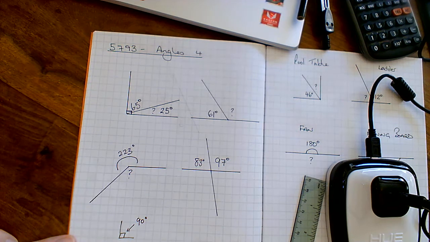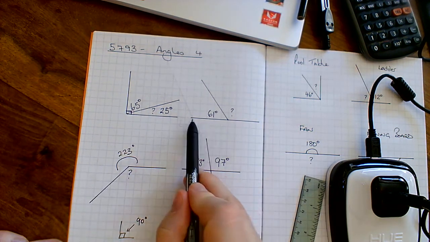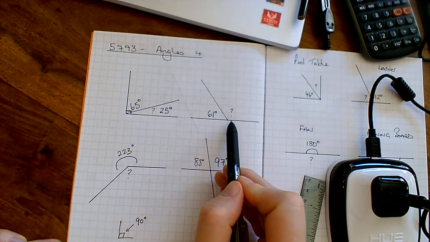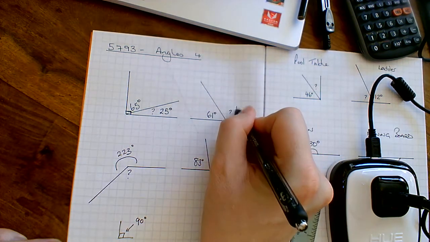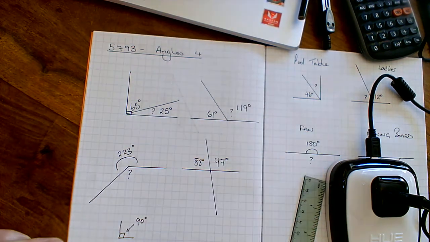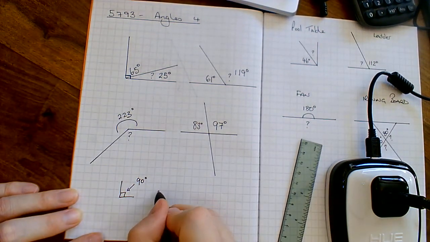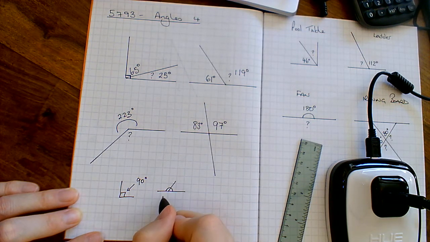Okay. The next one you're probably going to recognize is angles on a straight line, and angles on a straight line always add up to 180, so this whole thing is 180. All I've got to do is take 61 off 180 and I get 119 degrees in that top corner. So the angle fact down the bottom in our little map here is that angles on a straight line always add up to 180.